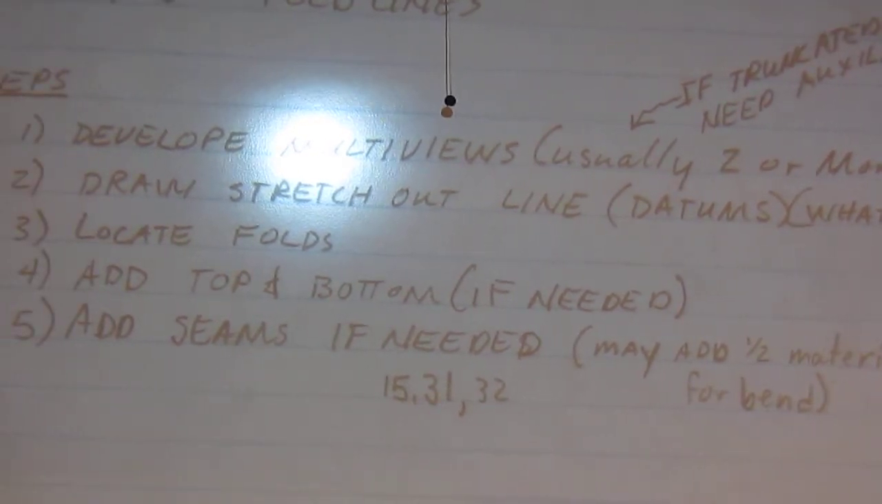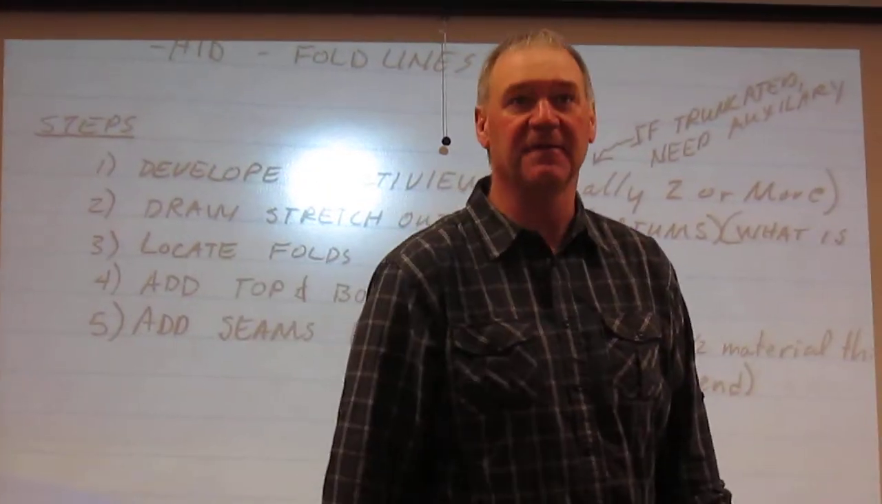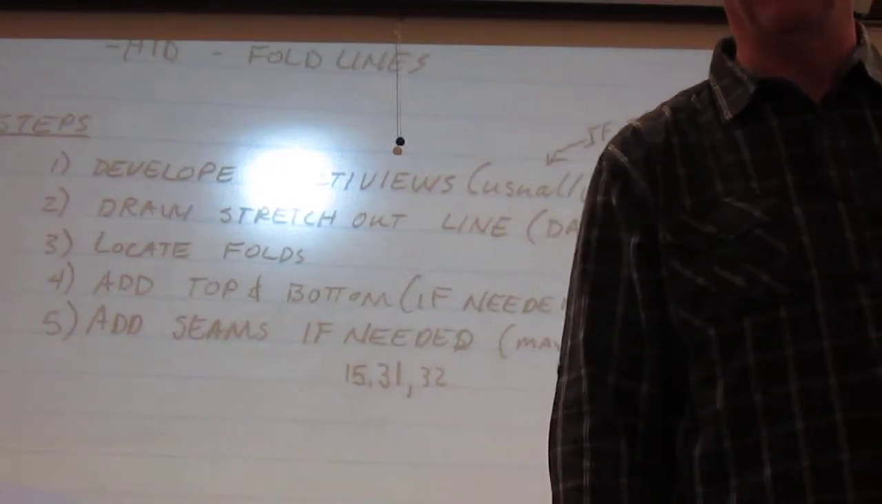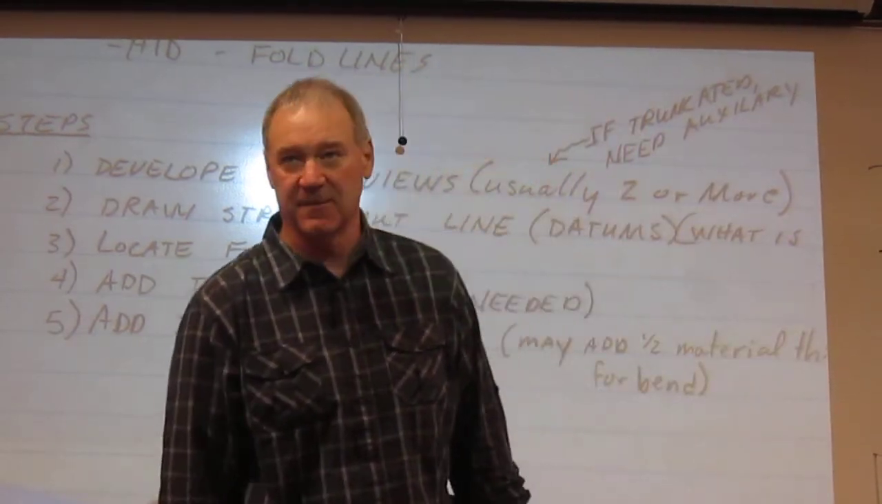If it's a truncated device, by truncated I mean it's going to be cut on some angle. You're going to get an inclined or an oblique plane. So therefore, you may have to produce your auxiliary views of these surfaces.